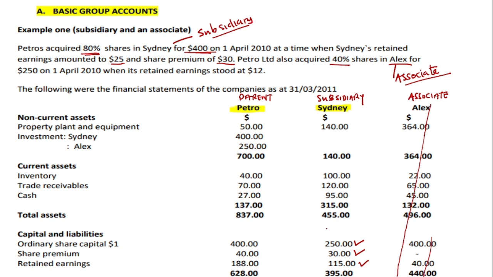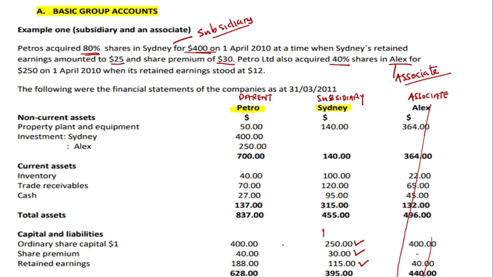Now, we've said at the date of acquisition, as well as at the reporting date. What you see in the financial statements are the balances at the date of reporting. But for share capital and share premium, this one will be constant. That is both date of acquisition as well as reporting. You'll have the same amount. So 250, 250. Share premium 30.